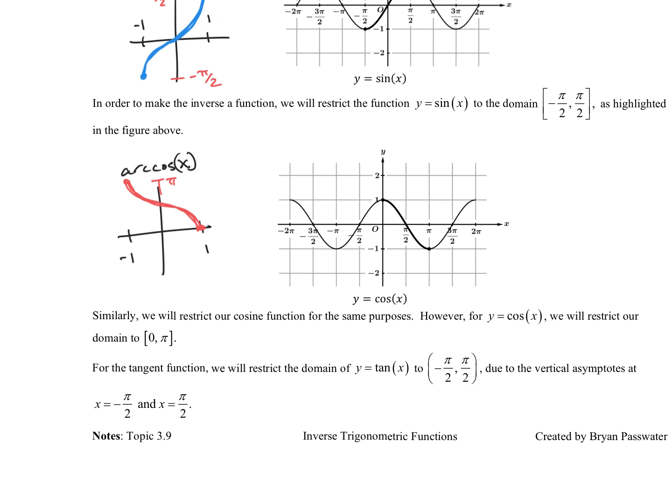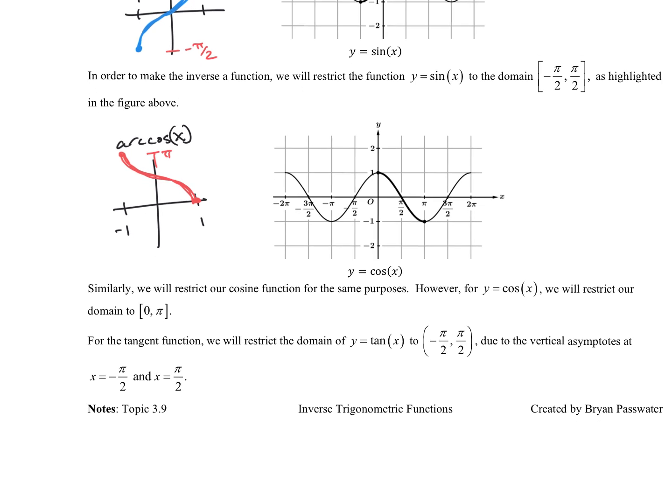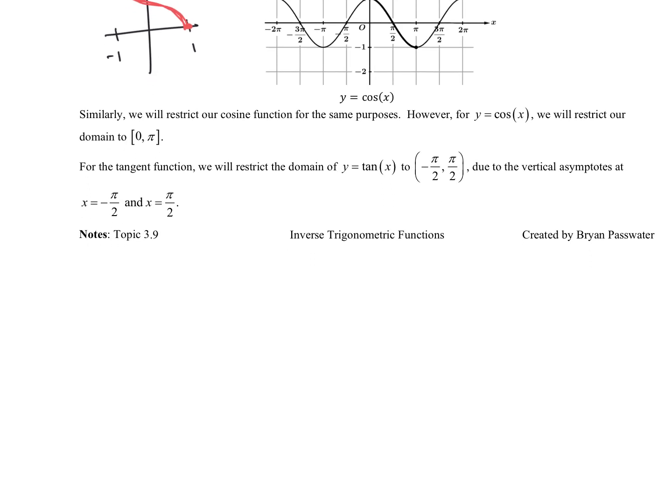Similarly, we will restrict our cosine function for the same purposes. However, for y equals cosine, we will restrict our domain to 0 and pi. For the tangent function, we will restrict the domain of y equals tan to negative pi over 2, pi over 2, due to the vertical asymptotes at x equals negative pi over 2 and x equals pi over 2.